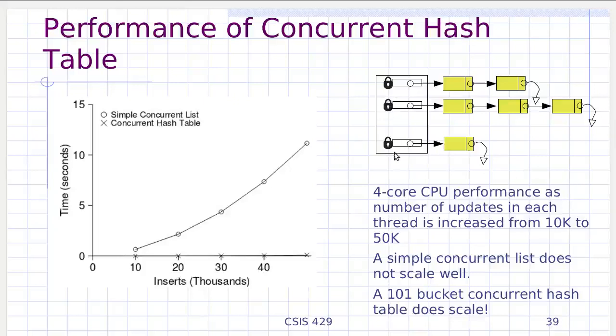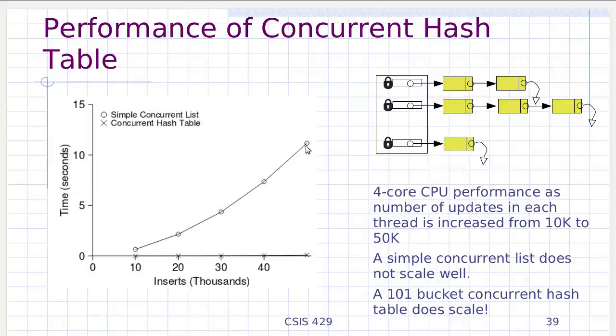Okay, turns out that this scales really well. If you have a hash table using this data structure, and you're having multiple threads access it, as you increase the number of inserts, the time that you need doesn't go up a whole lot. Whereas if you had a linked list, a simple one, it does not scale as well.